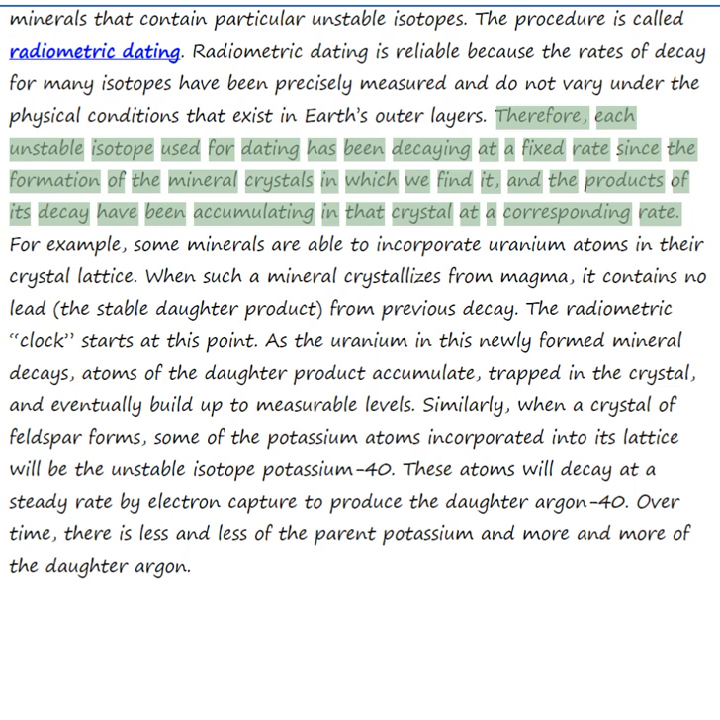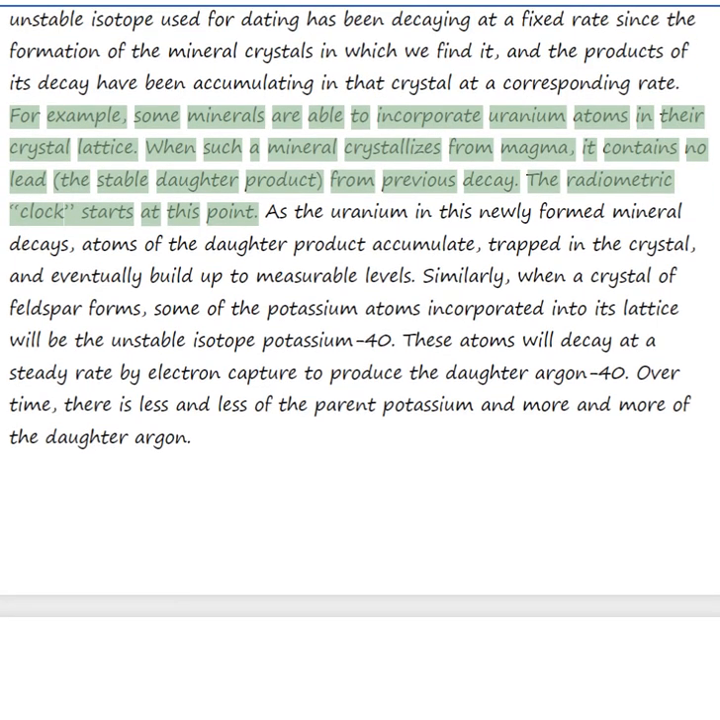Therefore, each unstable isotope used for dating has been decaying at a fixed rate since the formation of the mineral crystals in which we find it, and the products of its decay have been accumulating in that crystal at a corresponding rate. For example, some minerals are able to incorporate uranium atoms in their crystal lattice. When such a mineral crystallizes from magma, it contains no lead from previous decay. The radiometric clock starts at this point.